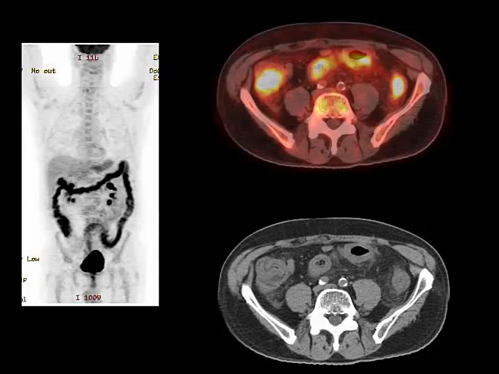Another example of diffuse colonic activity, in this case with diffuse colonic wall thickening on CT scanning, in a patient who turned out to have diffuse colitis, infectious colitis. So many different etiologies of colon activity, but that focal nodular activity does oftentimes turn out to be an adenomatous colonic polyp.